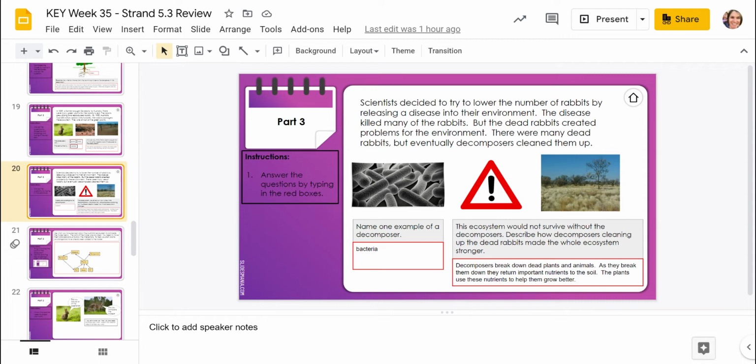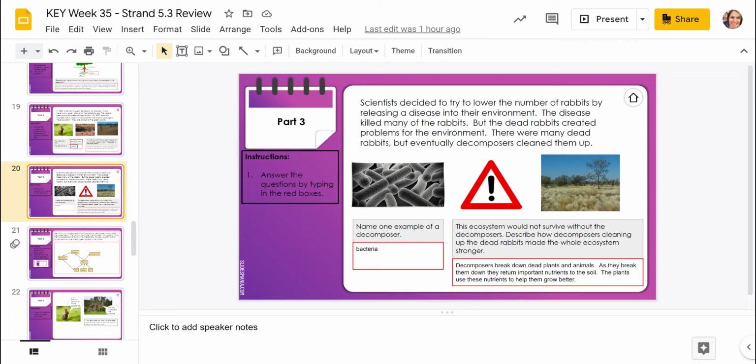Now they had a lot of dead rabbits, but eventually decomposers helped to clean those dead rabbits up. So one example of a decomposer is bacteria. You may have written fungi. You could have even written worms or insects. This ecosystem would not survive without decomposers.